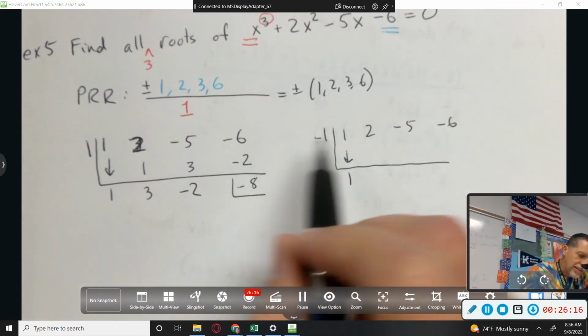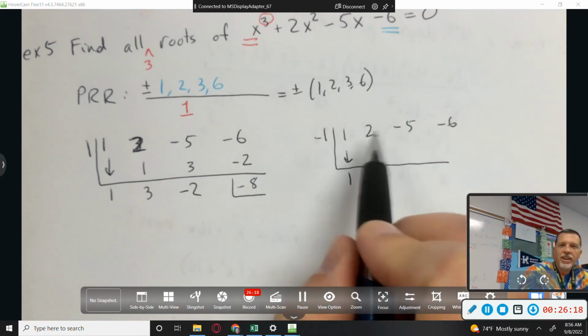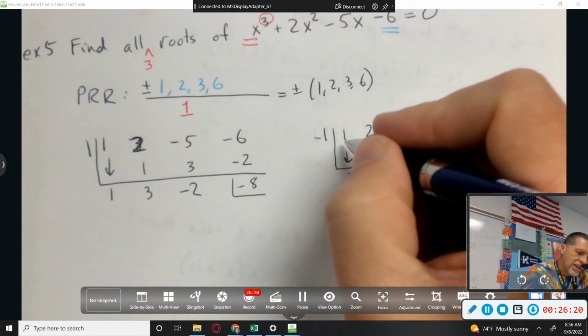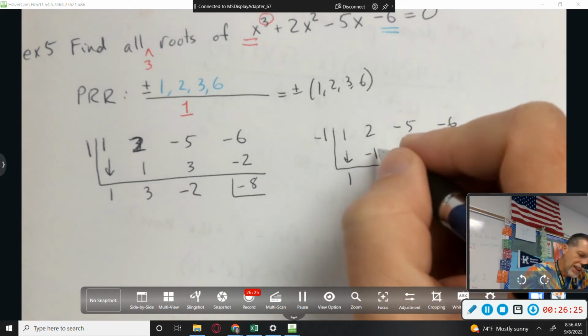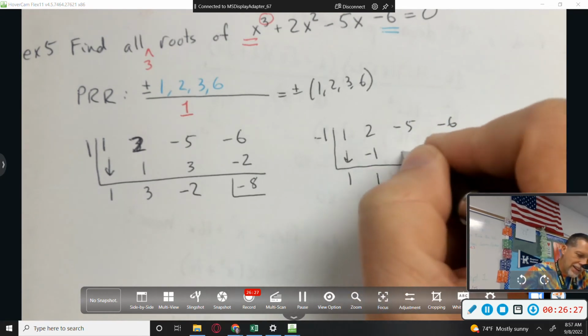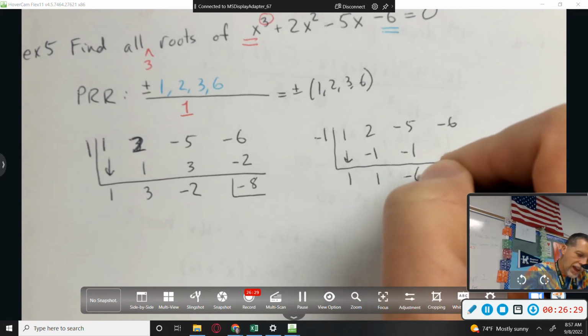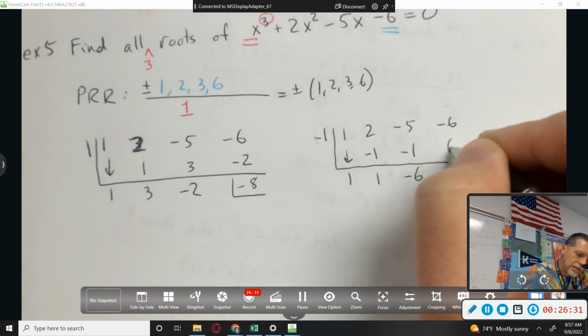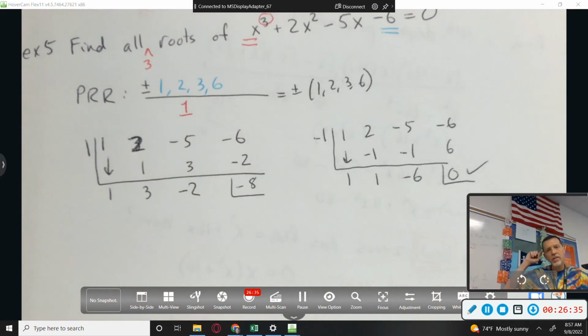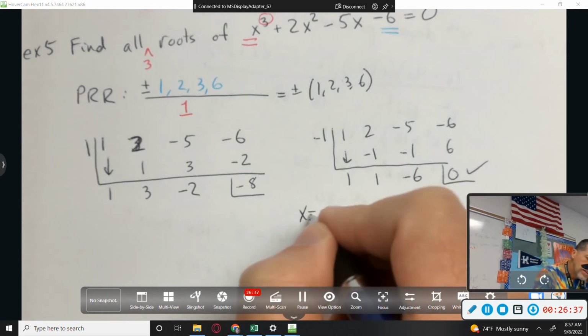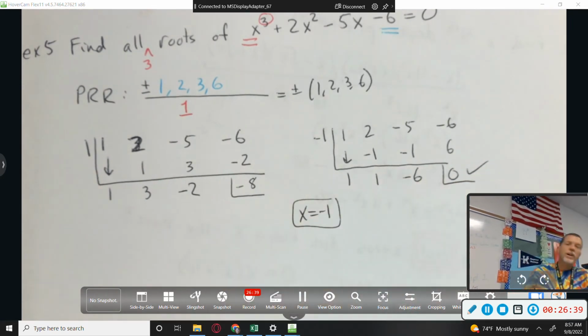So 1, 2, negative 5, negative 6. Copy our coefficients down. Bring down the 1. Multiply, add, multiply, add, multiply, add. Hey, good news. Good news. So x equals negative 1 is one of our answers.